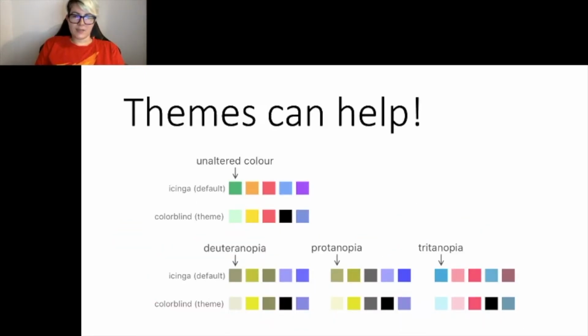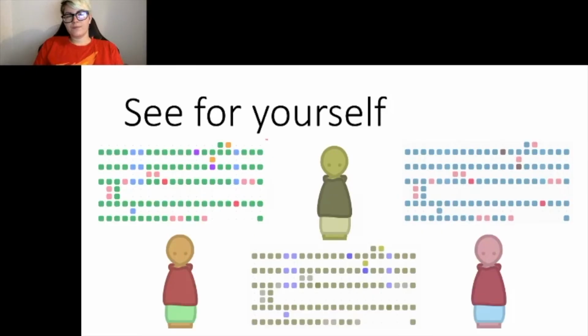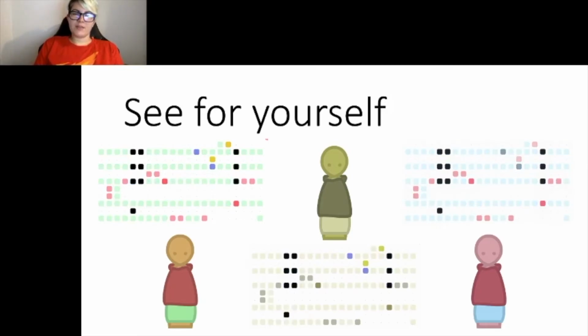Icinga Web has a colourblind theme, and it doesn't just work with hues, but also with different stages of brightness to signal severity. So in the top rows you see the default theme, and the bottom one the colourblind theme. So here are the pictures again for comparison, without the theme and with it enabled. The colours in the grid view are also a lot more distinguishable now. Every state has both a distinguishing colour and brightness that helps figure out which items are more important at that moment.